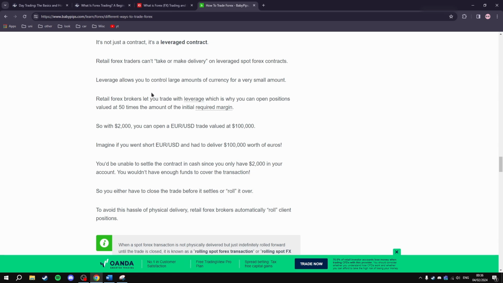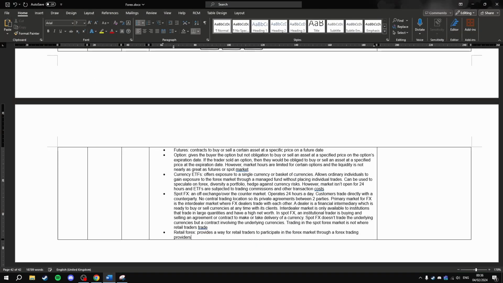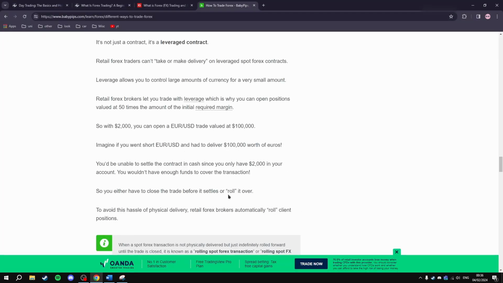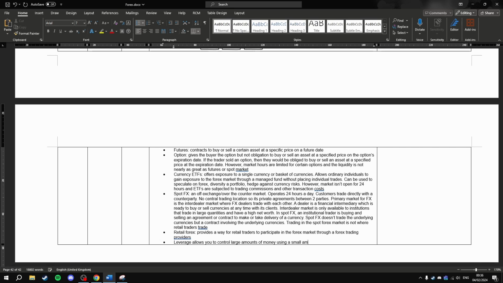Leverage allows you to control large amounts of currency for a very small amount. Retail Forex brokers let you trade with leverage, which is why you can open positions valued at 50 times the amount of initial required margin.